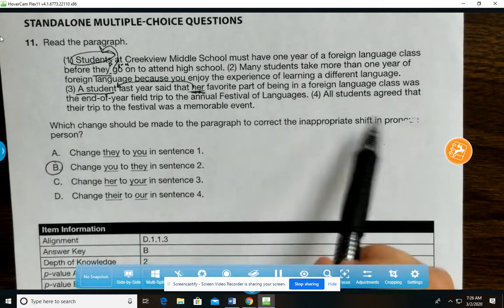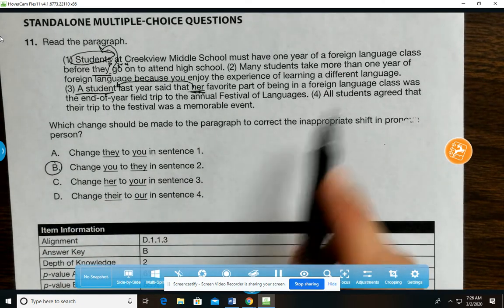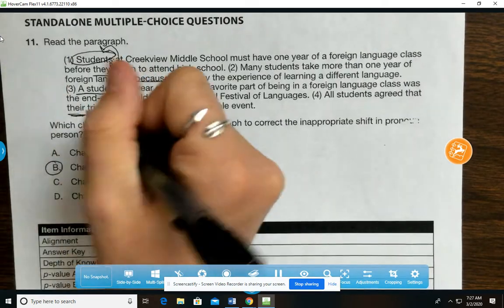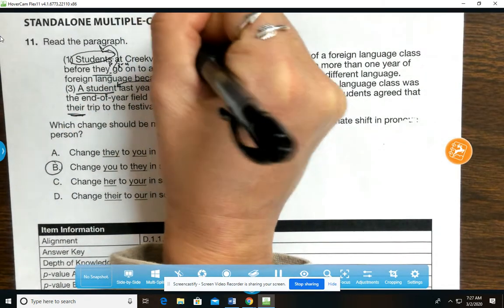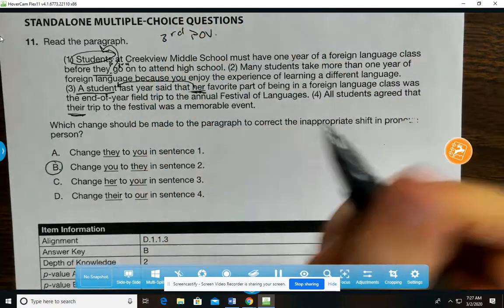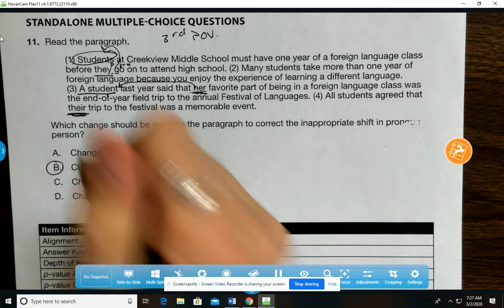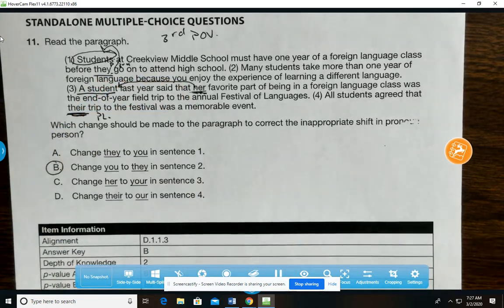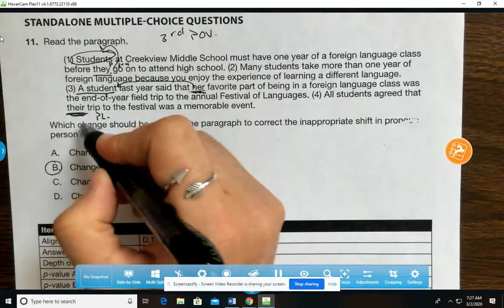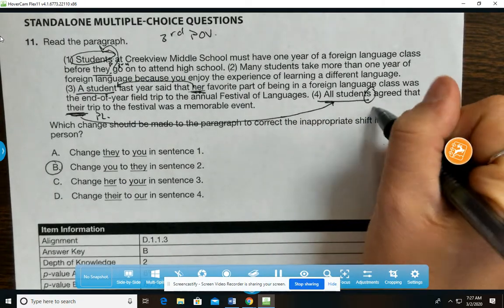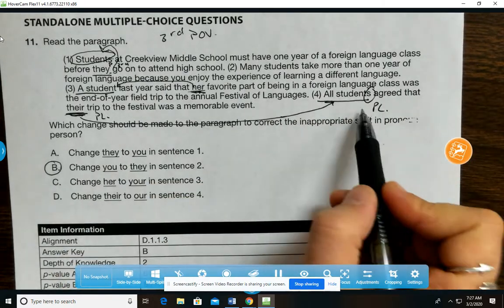With D, it asks us if we want to change "their" to "our." We've already established that this piece is clearly in that third person point of view. And so "their" is already in the third person point of view. It's third person plural. Now, the antecedent is all students, which is also plural. So it matches plural to plural.